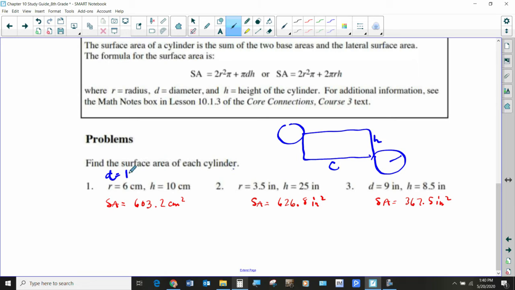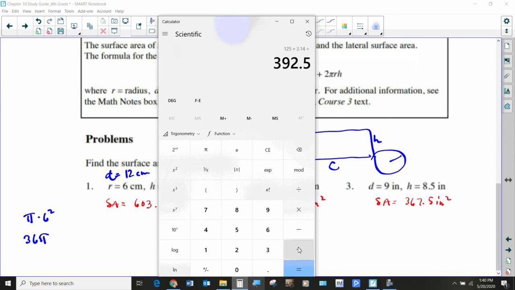So the diameter is going to be 12 centimeters, now that we know that. All right, so let's start with the area of the two circles. So we know that the radius is 6, so that's going to be pi times the radius squared, which is going to end up being 36 times pi. And what is 36 times pi? That ends up being about 113.1. So we've got two circles. So I'm going to call that 226.2.